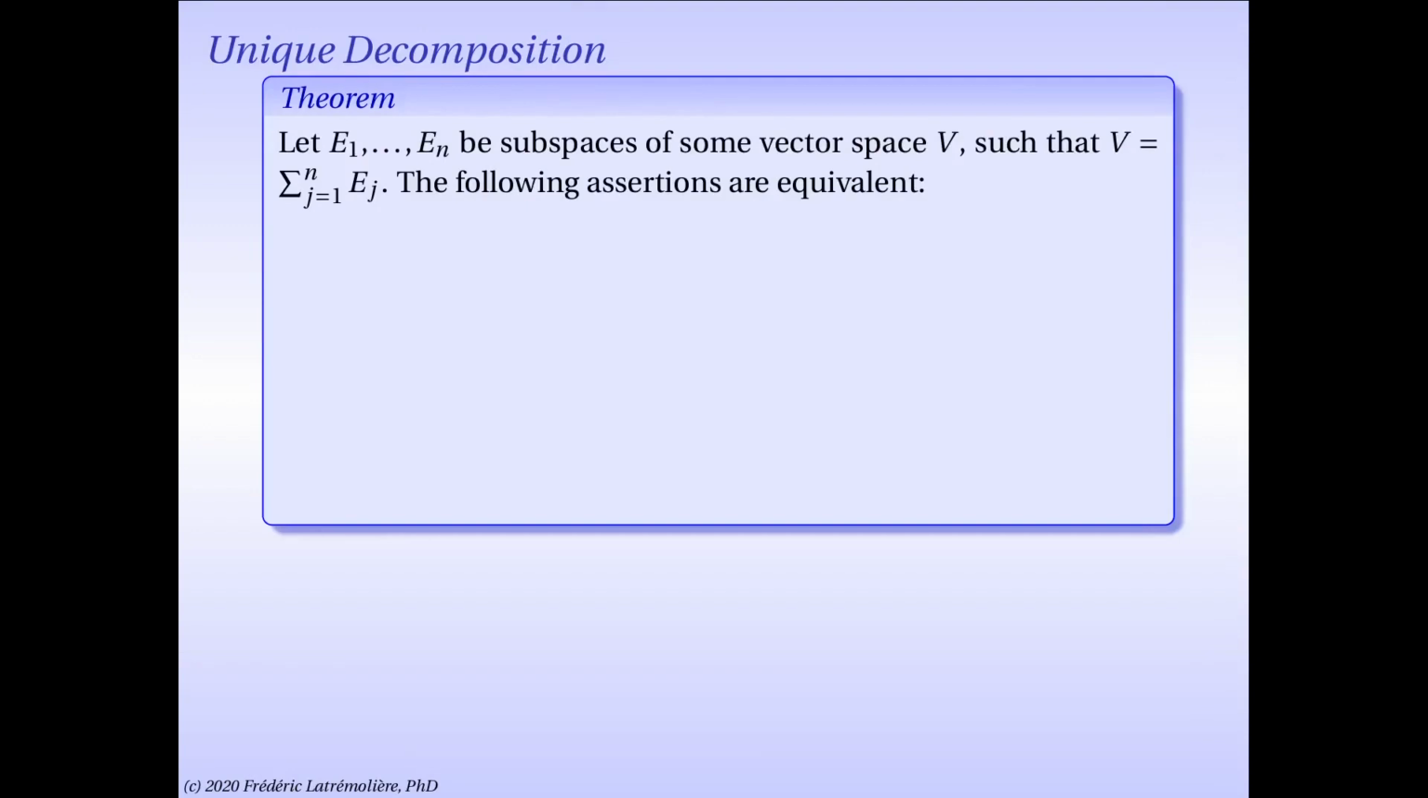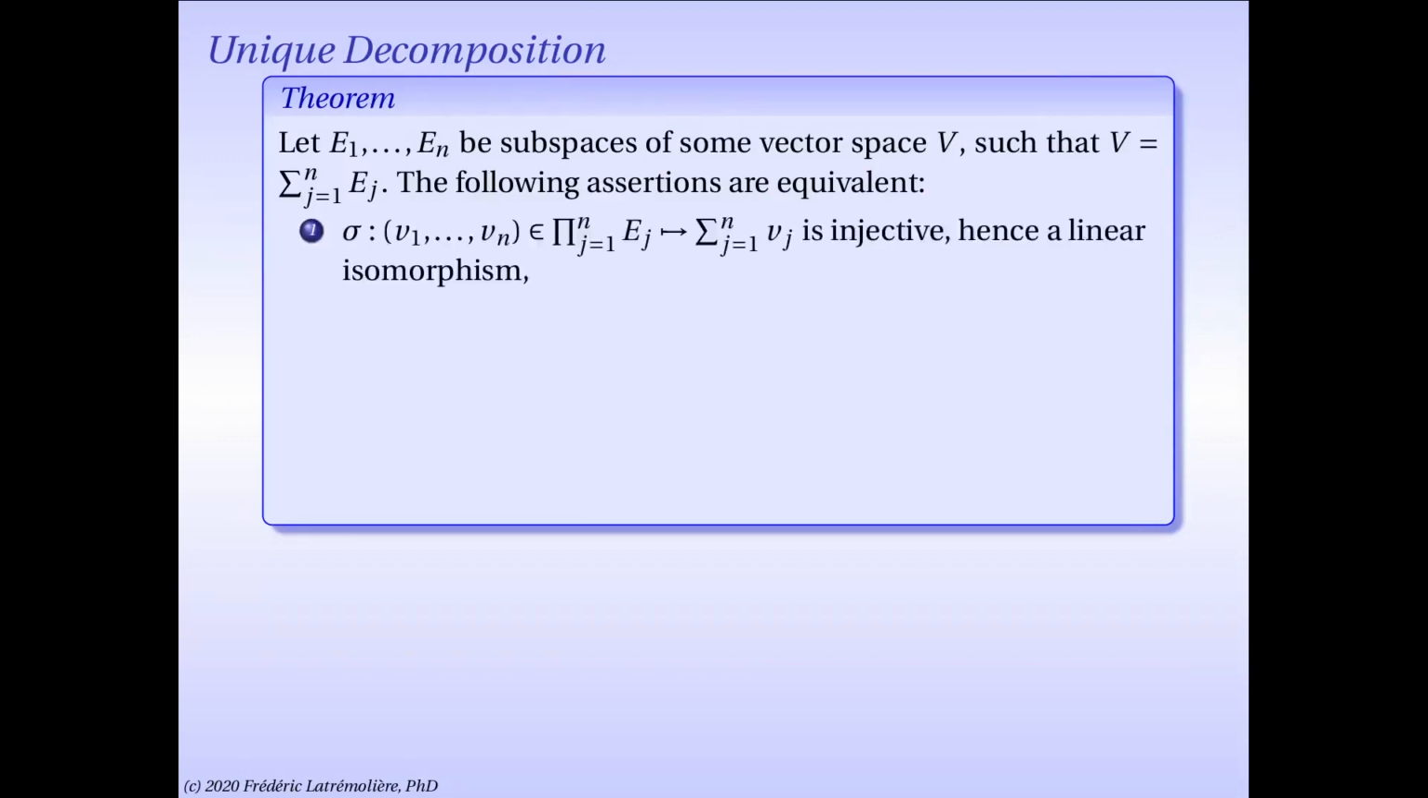So let E1, E2, etc., En be subspaces of some vector space, such that that vector space is indeed the sum of E1, E2, etc., En. The following assertions are equivalent. First of all, this map sigma we have studied, which to an n-tuple of the form v1, v2, etc., vn, with v1 in E1, v2 in E2, etc., maps the sum v1 plus v2 plus etc. plus vn, is injective.